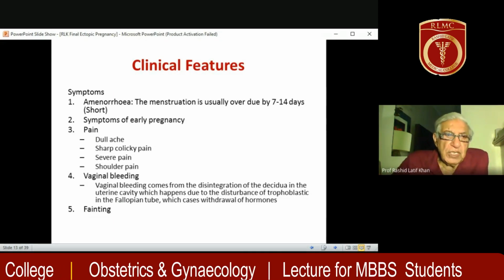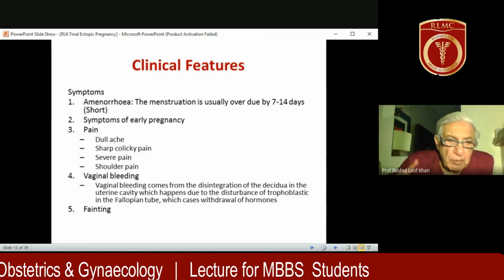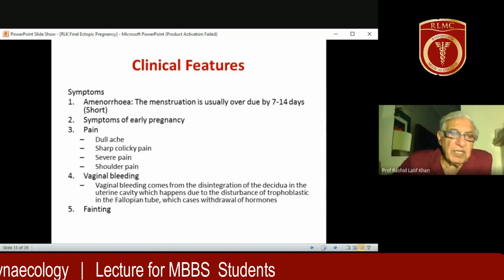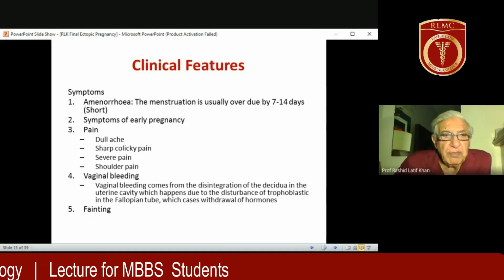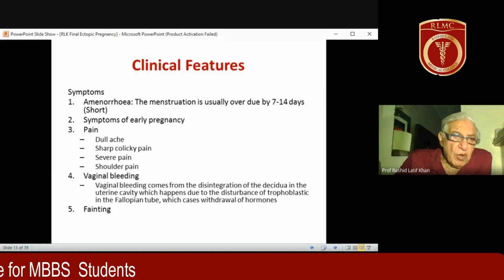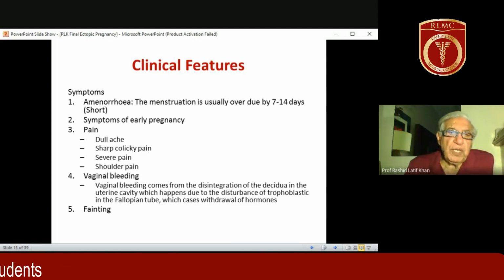In ectopic pregnancy, when the pregnancy gets disturbed, there's withdrawal of hormones, which leads to shedding of the endometrium from the normal uterine cavity, not from the site of ectopic pregnancy, which will cause bleeding. Usually it is small, but sometimes it can be heavy. And because of heavy bleeding in the peritoneal cavity, the patient could be in a state of collapse or shock.